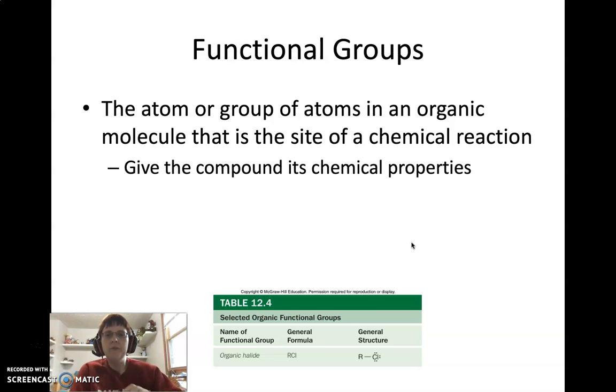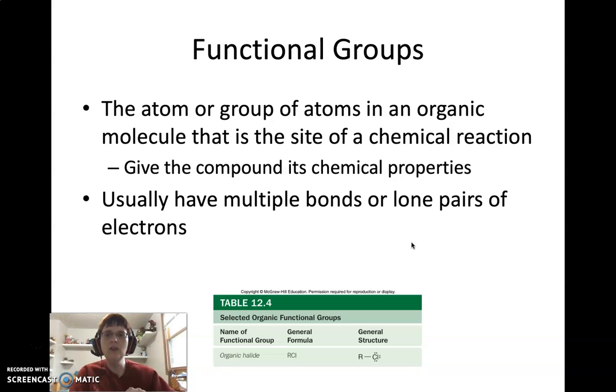So this is what gives the compound its chemical properties. So this is what makes them different from just a regular hydrocarbon. They usually have multiple bonds or lone pairs of electrons in order to allow them to react. So those lone pairs of electrons will allow them to do that interaction to make bonds or transfer.